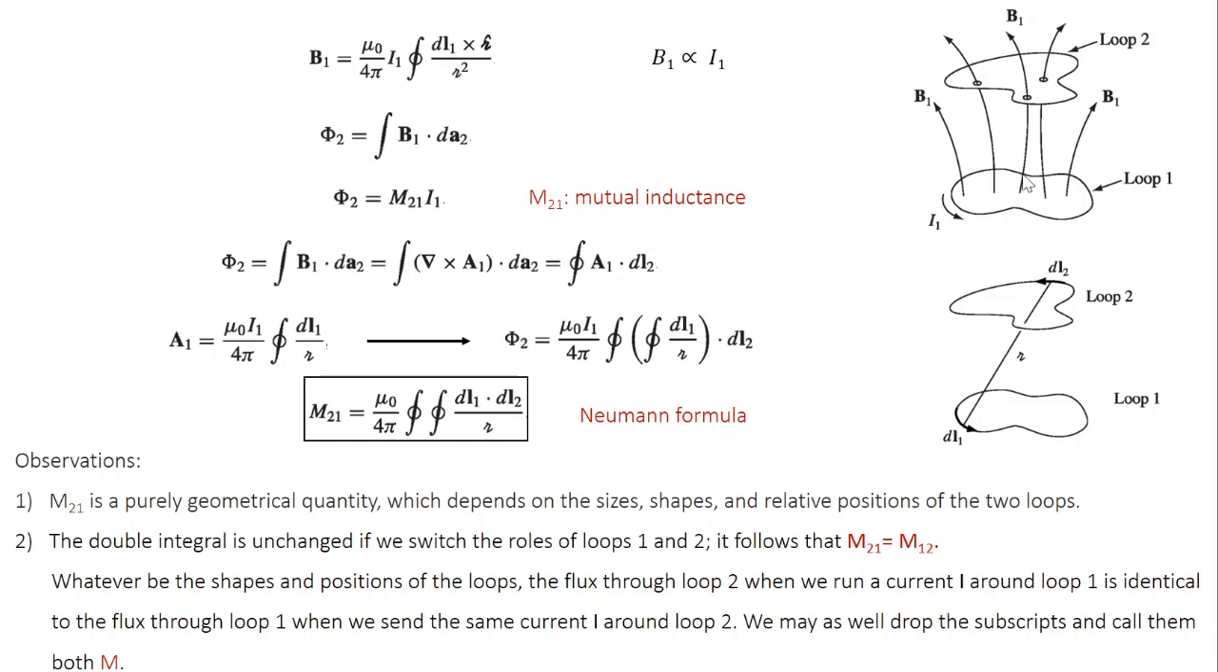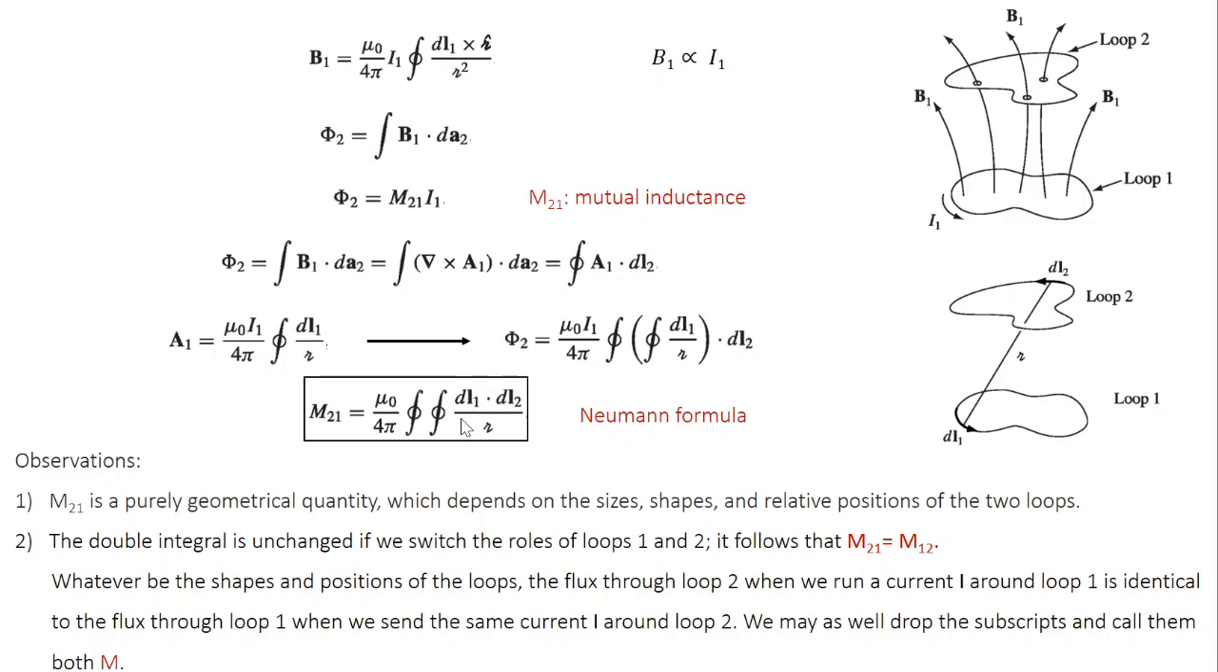Second one, imagine that you are interchanging the loops. So in place of loop 2 I have loop 1, in place of loop 1 I have loop 2, and current flows through loop 2. Now we can do the same procedure here, and you can calculate the flux through loop 1 because of the current flowing through loop 2, and the corresponding mutual inductance you can write as M12. So this will be mu naught over 4 pi, and you need to interchange these two integrals, and as you know, interchanging integrals doesn't change the value.